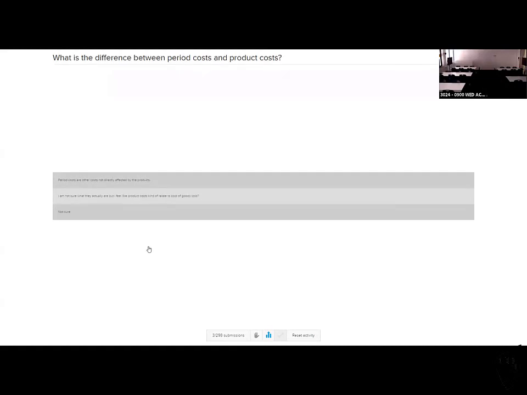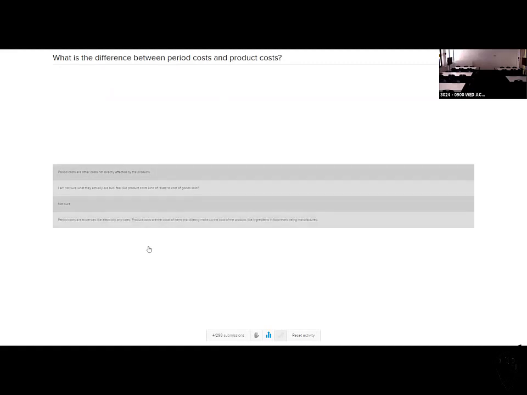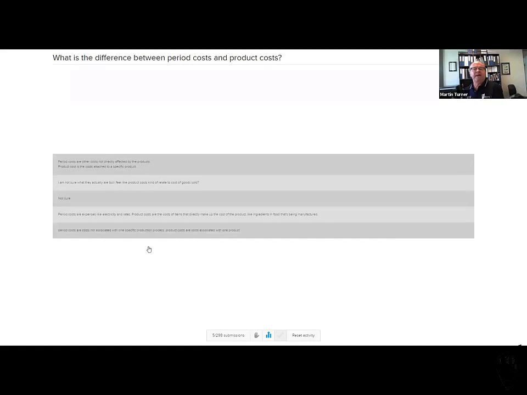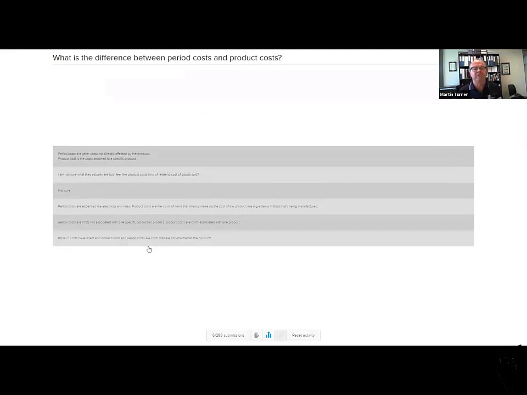We've got 3 now. Period costs are other costs not directly affected by the products. It's almost just saying the definition is that period costs are costs that we treat as expenses in a period. That's why we call them period costs. We don't attach them to products. So they're expenses of a period. Product costs we attach to products. And I'll keep talking about that distinction in a minute. Product cost is a cost attached to a specific product. That's right. I'm not sure what they actually are, but I feel like product costs kind of relate to cost of goods sold. Now, that's a very important point.